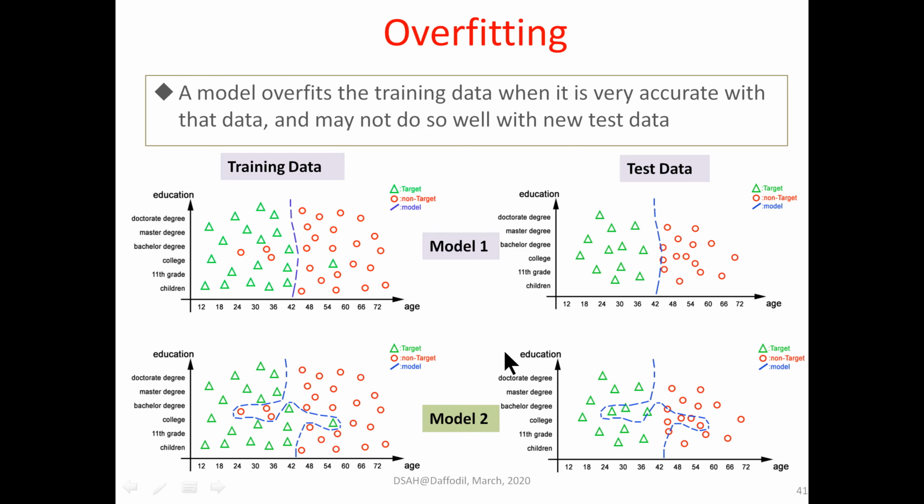Also errors in the labels of training instances, and uneven availability of instances in the classes. Now coming to some of the very challenging issues, one is called overfitting. What is overfitting? Overfitting means you have trained so much that it is all the time accurate, and it may not actually give you the correct result. Why? Because the model overfits the training data when it is very accurate with that data and may not do so well with new test data.